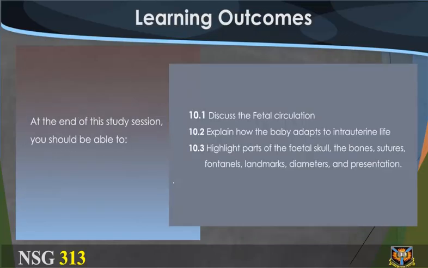Learning outcomes. At the end of this study section, you should be able to discuss the fetal circulation, explain how the baby adapts to intrauterine life, highlight parts of the fetal skull, the bones, structures, fontanelles, landmarks, diameters, and presentation.